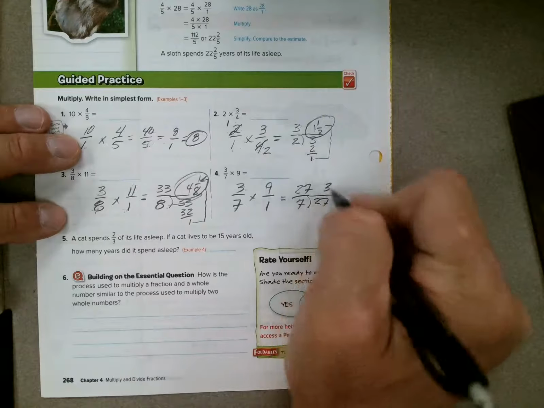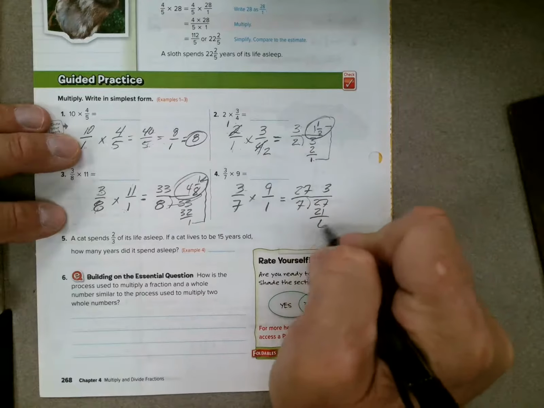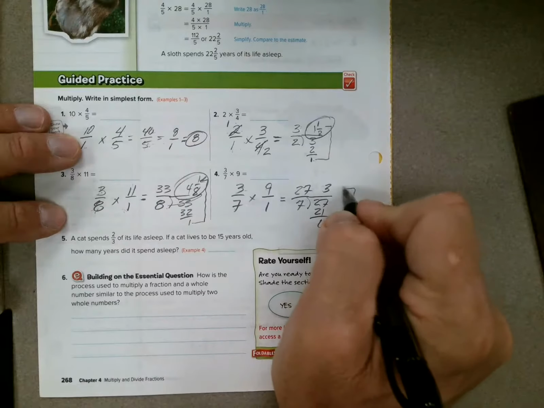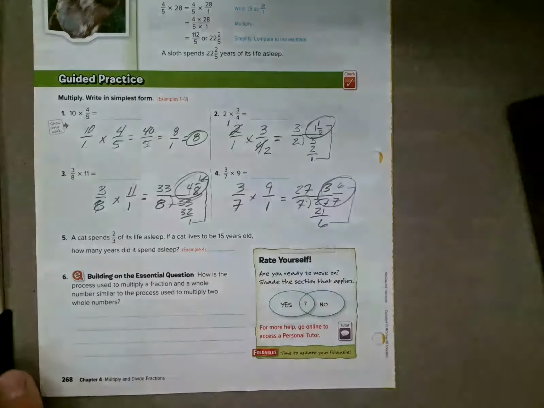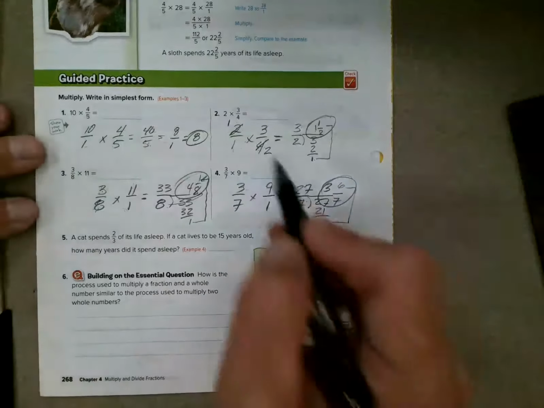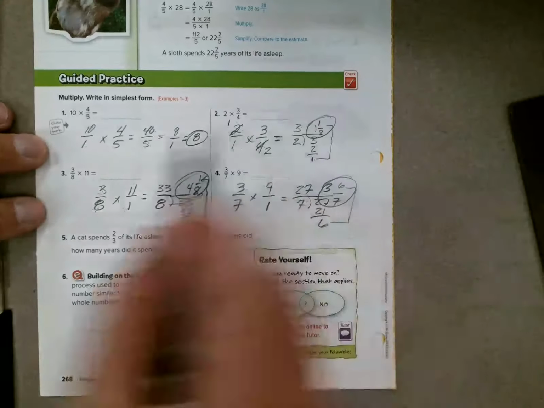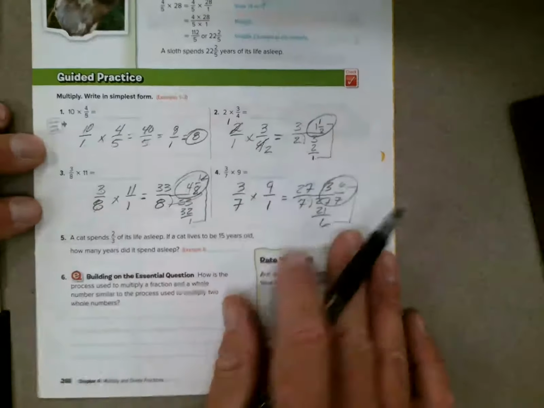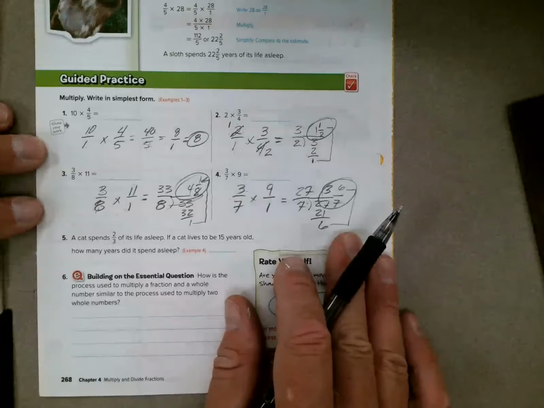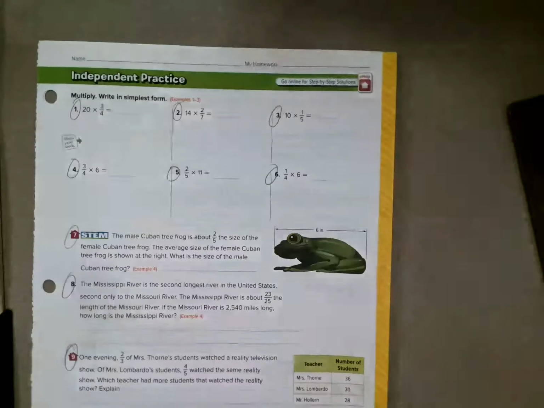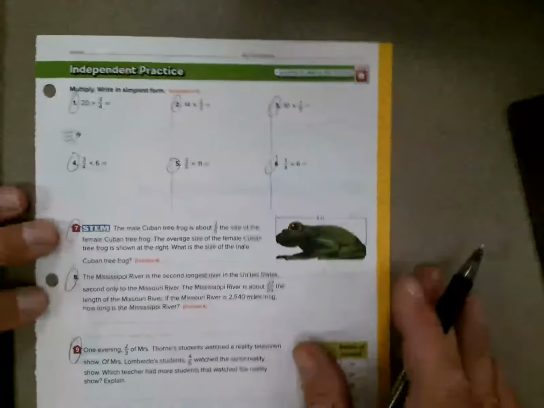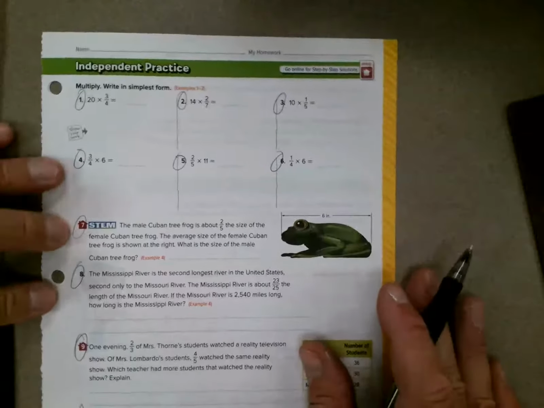7 3s are 21. I get 6. 6 is my new numerator. My denominator doesn't change, 3 6/7. So we got a chance to factor on this one, and we could have done it here, but these two just didn't factor. There was nothing to reduce. Okay, let's continue on in the homework here and do the first 6 together.